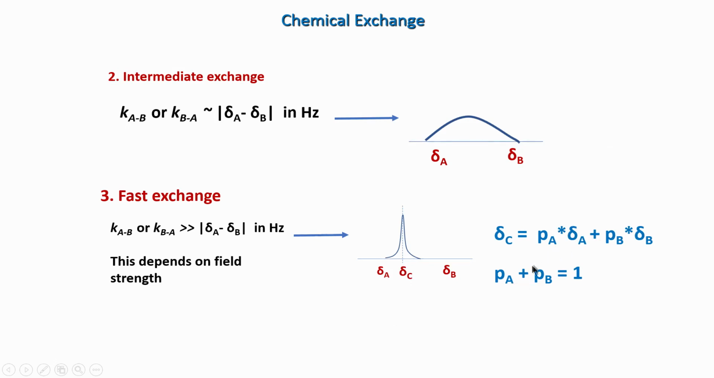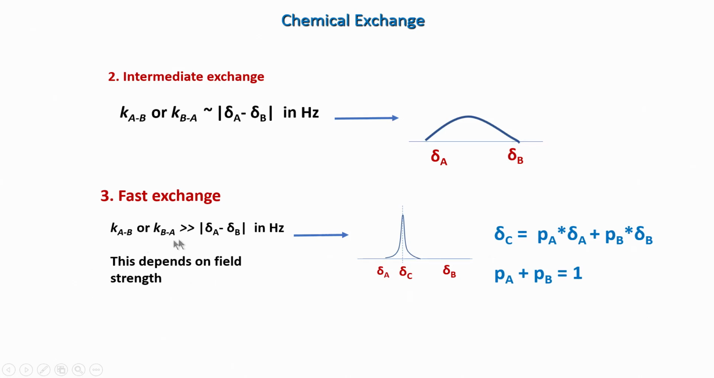One thing you will notice from this equation is that if I keep changing the populations, I will keep moving this peak. This peak will shift based on how much of A or B I add. This is an interesting thing which we will be using later on, I will show you, for characterizing fast or slow exchange.